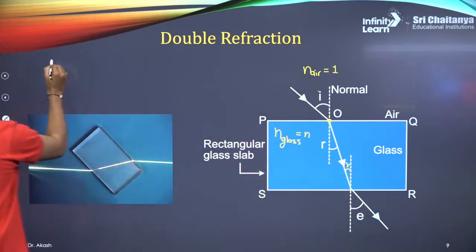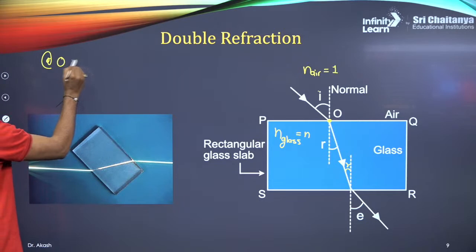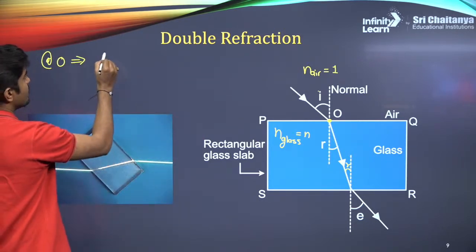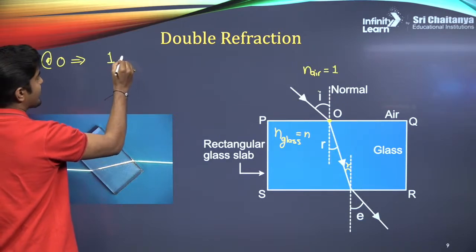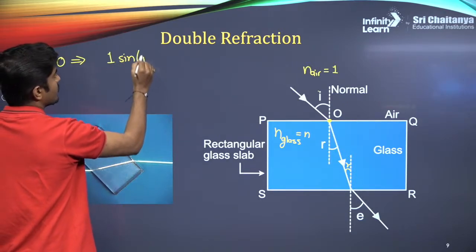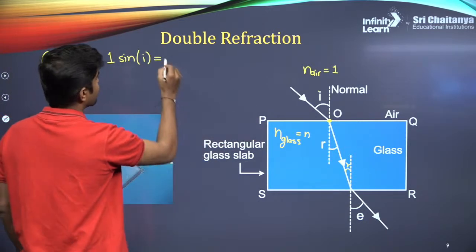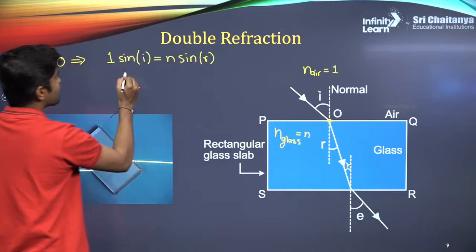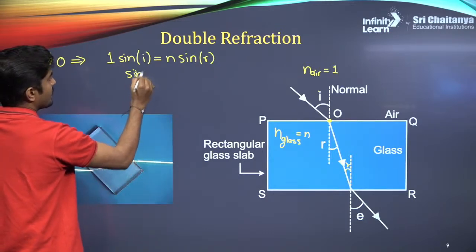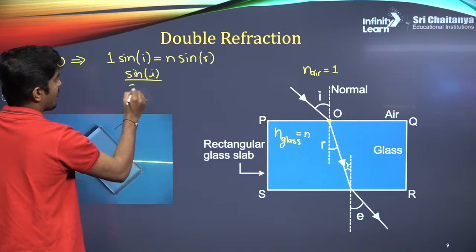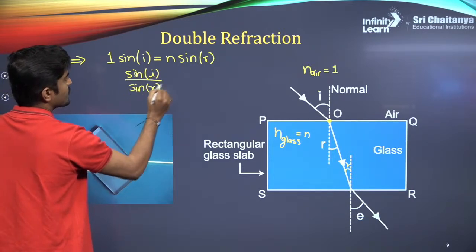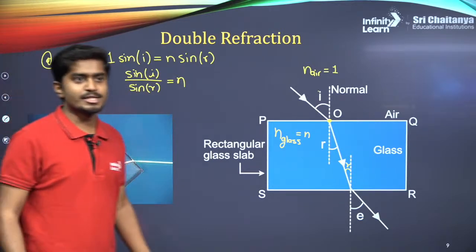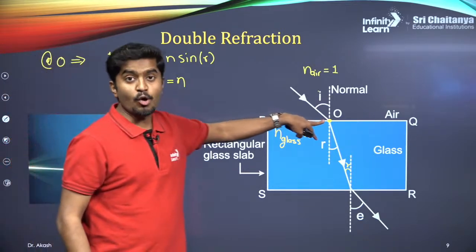So at point O, let's write down the equation for Snell's law. The first medium's refractive index is 1, then 1 times sin I is equal to the second medium's refractive index N times sin R. So we get this ratio, sin I by sin R, which is simply N. That is your standard formula for Snell's law, correct? This is at point O.